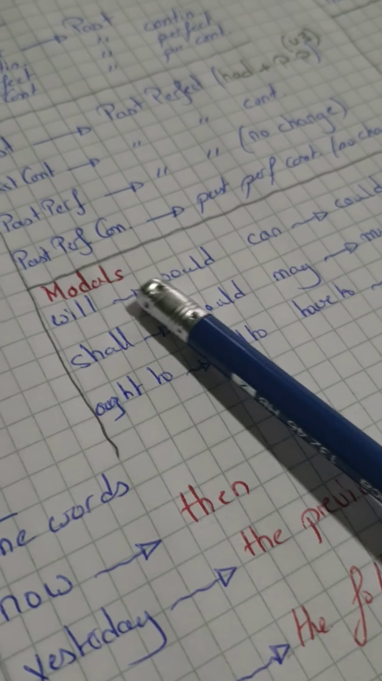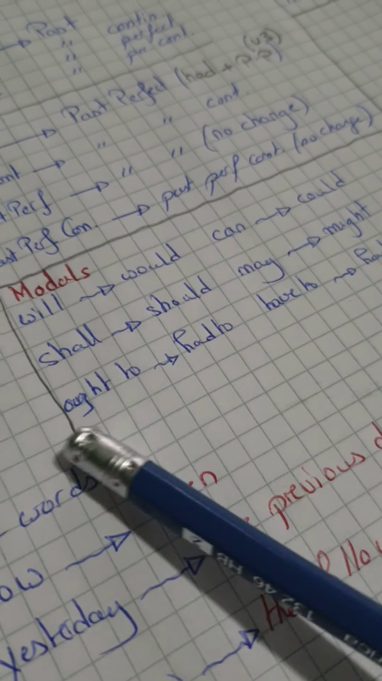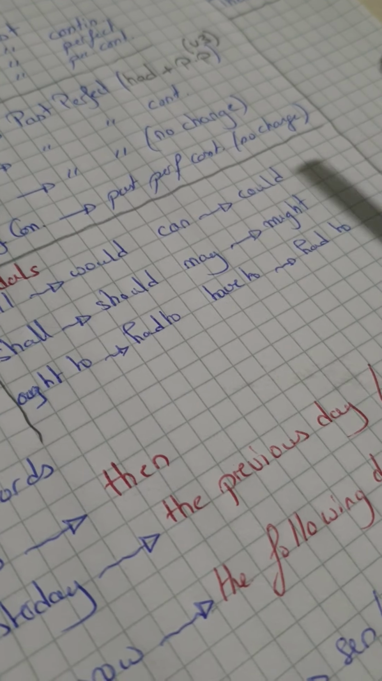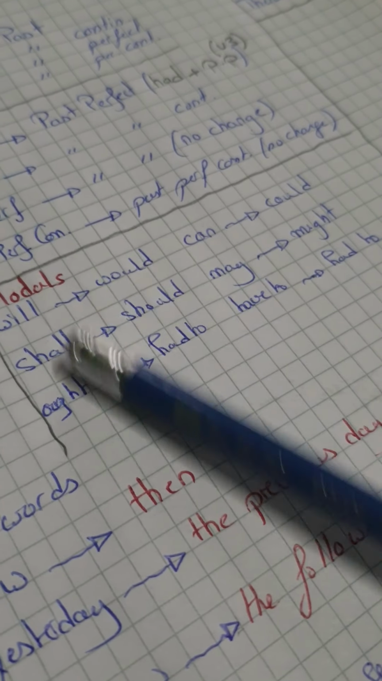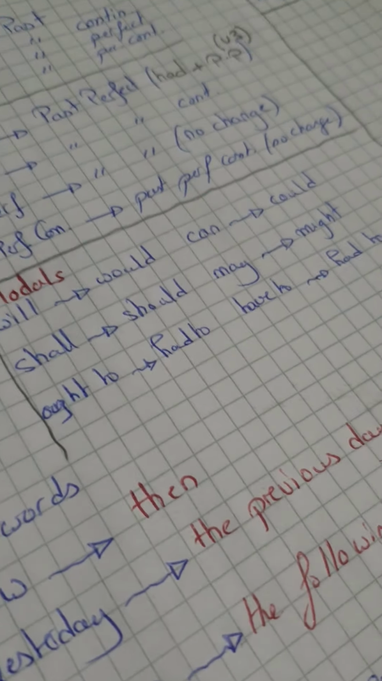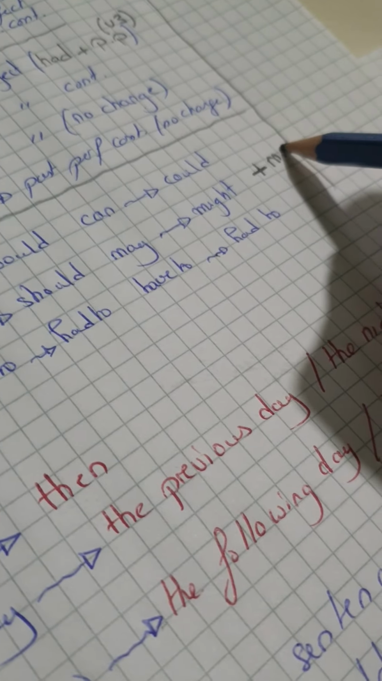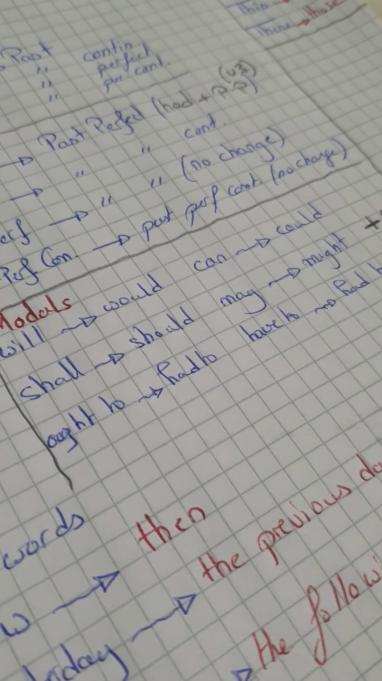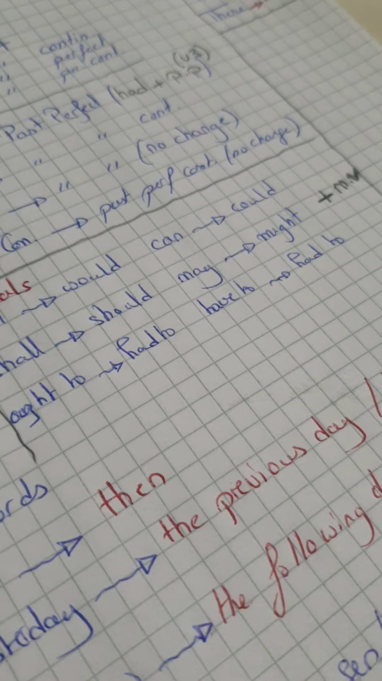Now we have the modals. Will changes to would, can, could, shall, should, may, might, ought to, had to. Ought to means have to, similar in meaning, and have to, had to. Memorize this as a song. Will, would, can, could, shall, should, may, might, ought to, ought to, and have to, had to. Okay? Whenever you see one of these in the sentence, you directly change it. And please pay attention to this: plus the main verb. Don't tell me, for example, would ate or would climbed. No. Would eat, would stay, would feel, would write. No change to the main verb.